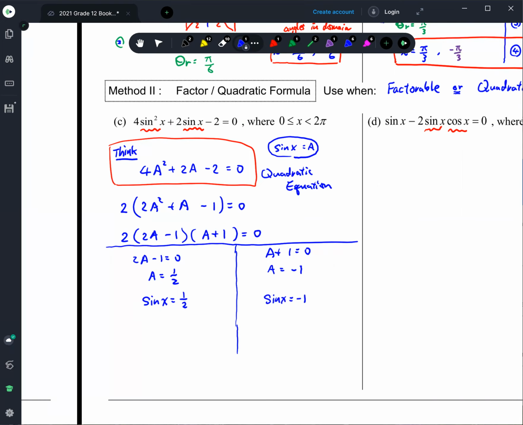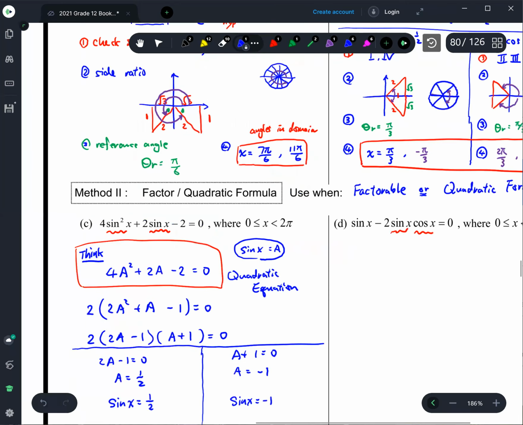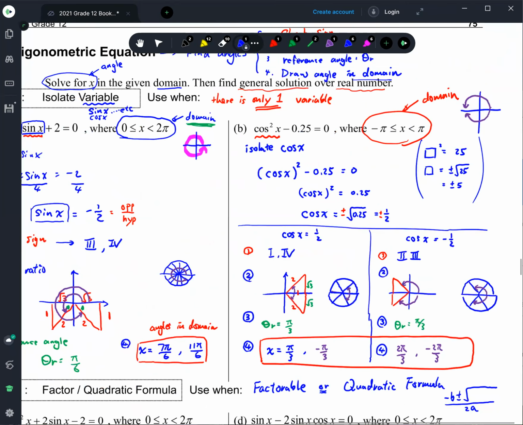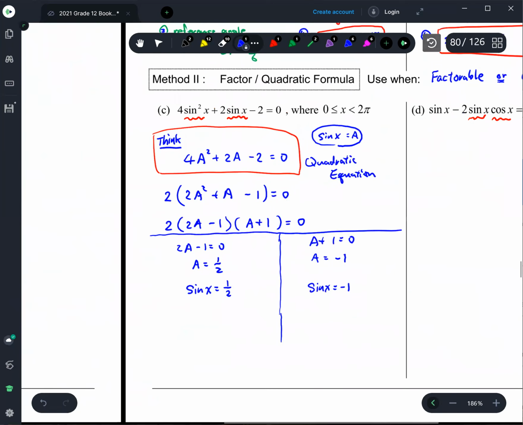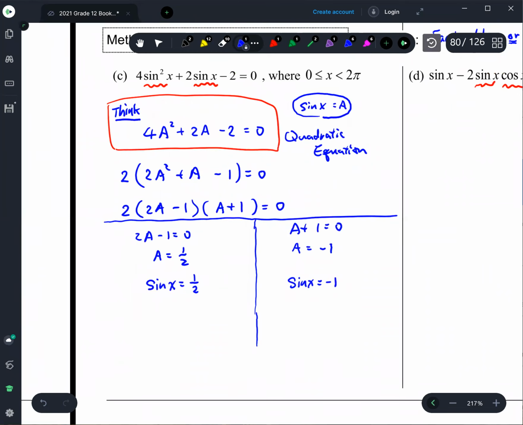So it's kind of like question B now, right? Cosine x equal half, cosine x equal -half. You have two parts. Same with this one. Once you factored it, it breaks down into two little questions. And then from here, you just do your step 1, 2, 3, 4. All right. So I'll let you carry out the rest.